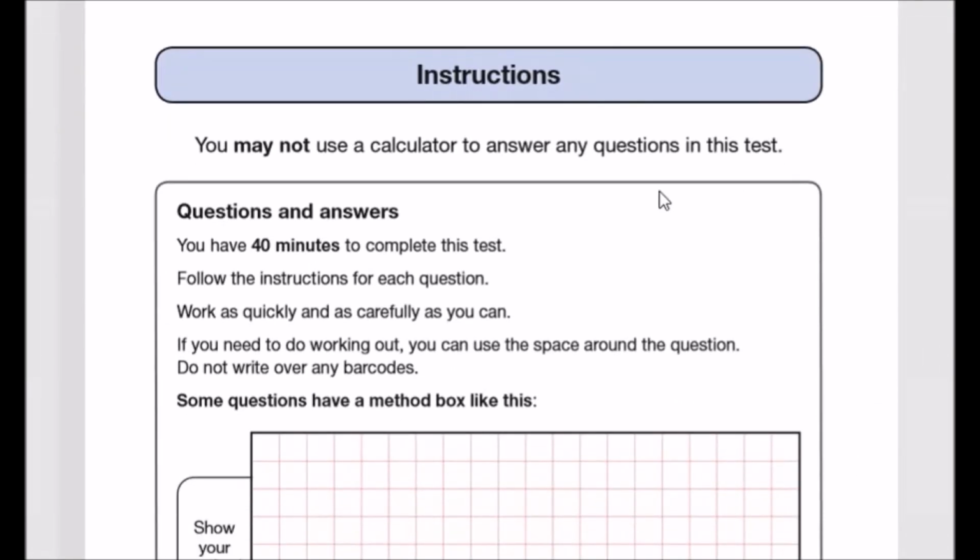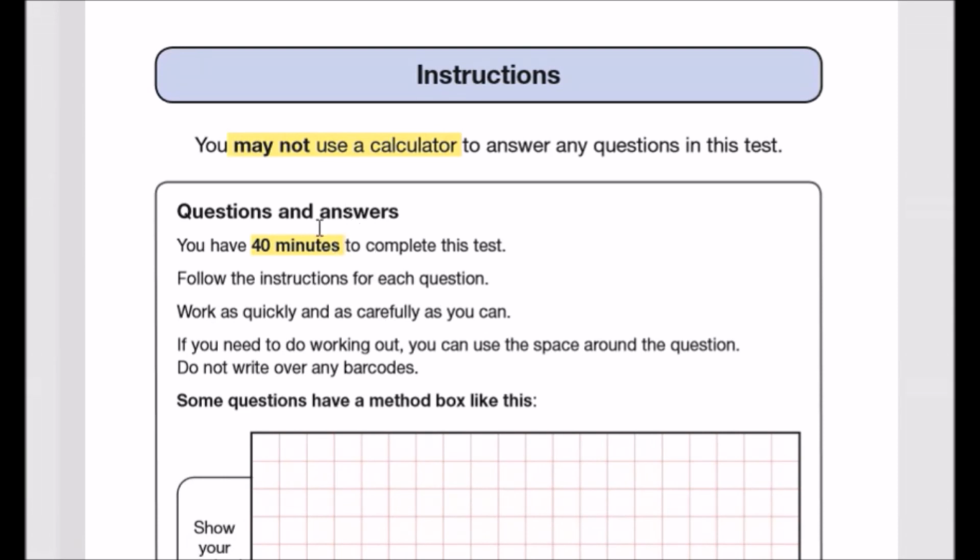Now, of course, with every paper, video, and in general, you must always read the instructions. And in this case, you cannot use a calculator, okay? So it says here you may not use a calculator to answer any questions on this test. Another key point to know is that you always have 40 minutes to answer this exam.